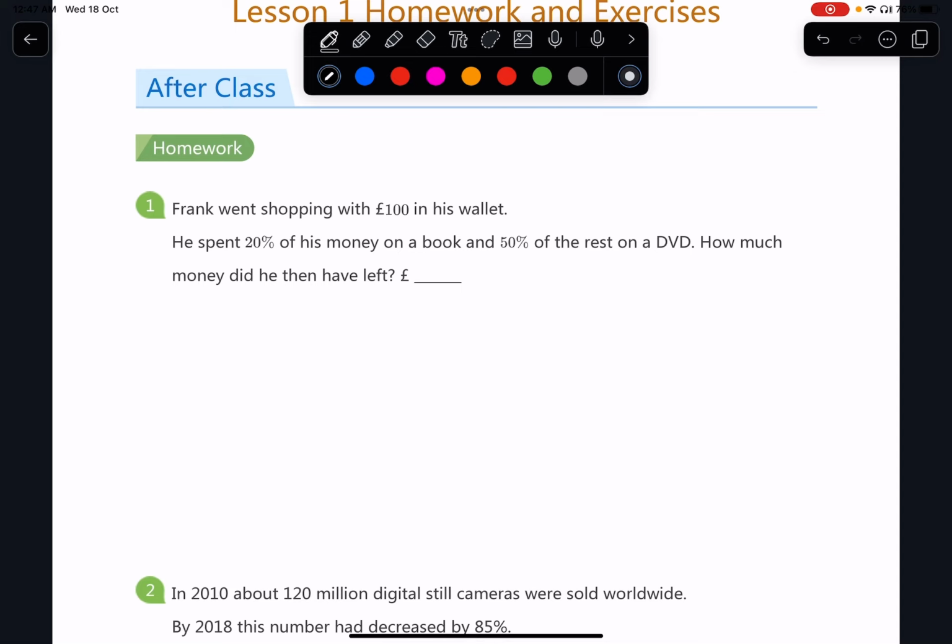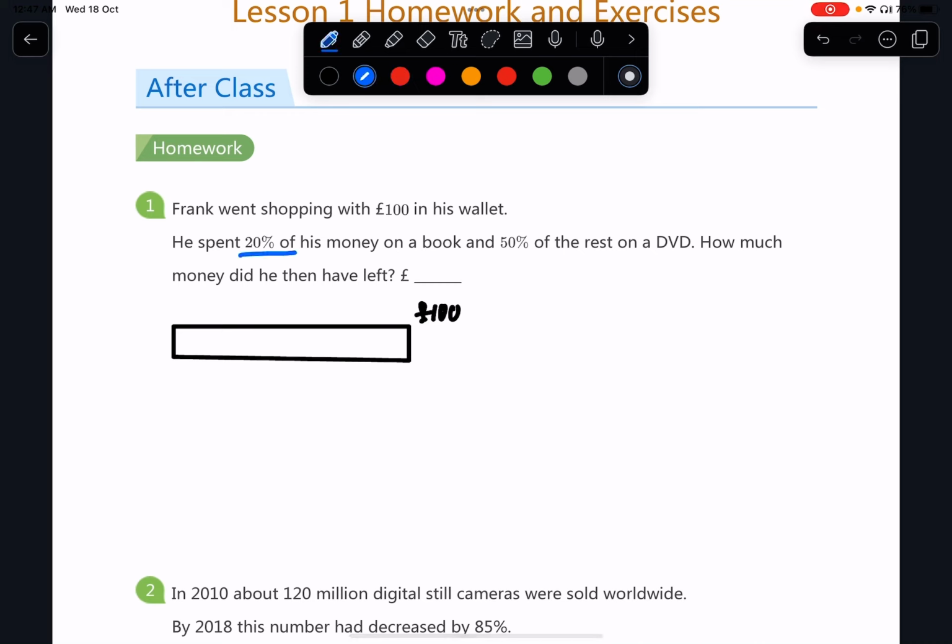Okay, so let's draw a bar to show what is happening in the question. So let me draw a bar first. This bar represents £100, right? So in total, there are £100. And 20% of his money was actually spent on books, right? So maybe this part is 20%. So this part is spent on the book. So let's write down first: book is 20%. Perfect. So after that, how about the DVD?